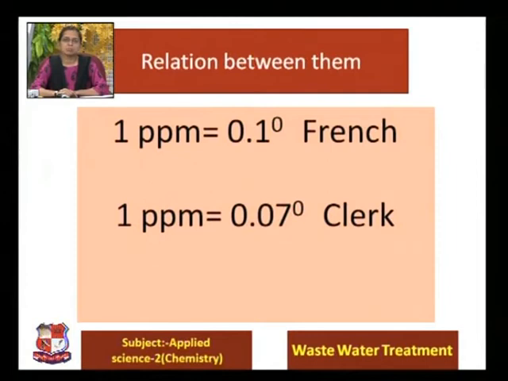Now, what is the relation between all these terms? The relation is 1 ppm equals 0.1 degree French and 1 ppm equals 0.07 degree Clark. So whenever a conversion is asked in the numericals, to calculate the hardness of water in ppm, degree French or degree Clark, first you can derive the answer in terms of ppm, and then by using these formulas you can convert it directly to degree French or degree Clark. So one has to remember these while solving the numericals.